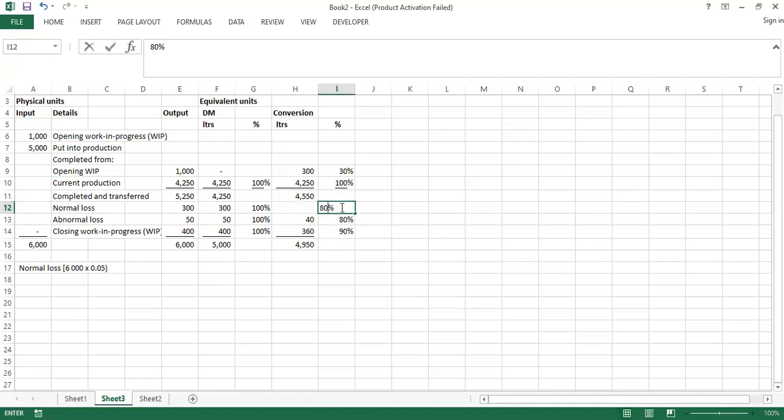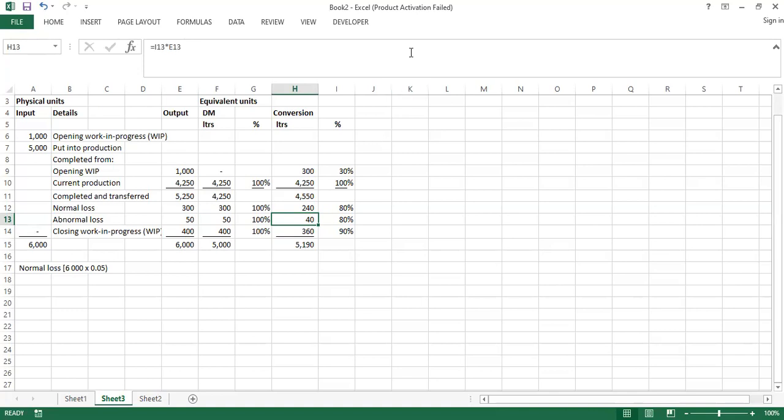So it's going to be 80% right there. So it occurs at the 80% point, and then this is going to be 80% times 300. So we have rectified that there. Now we are slightly getting different amounts there. So we want to see now where we make use of these equivalent units. In our next calculation, we want to see where we actually make use of these.